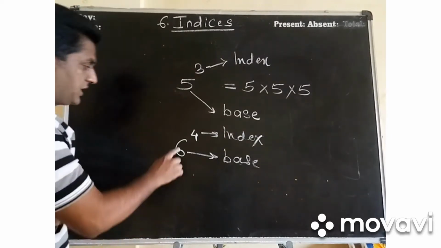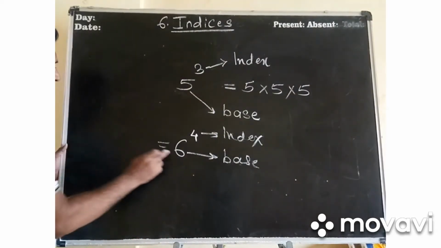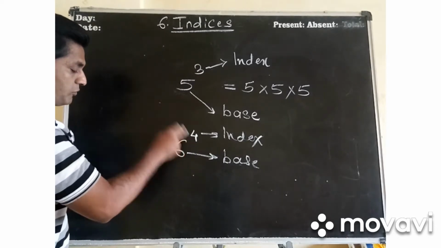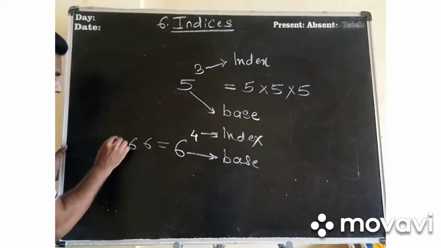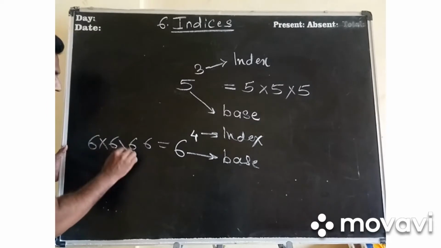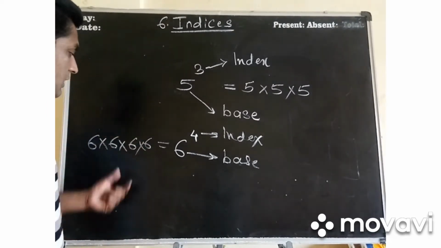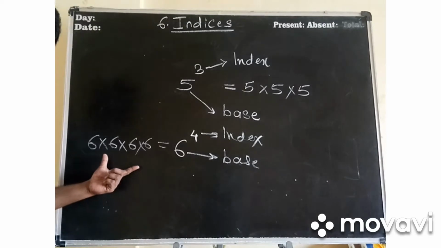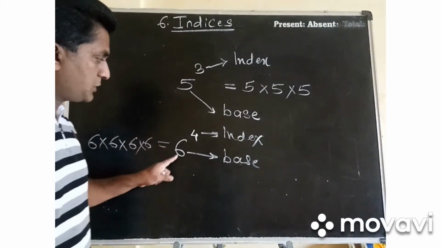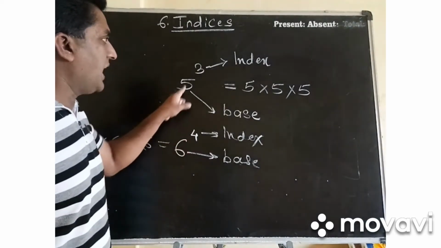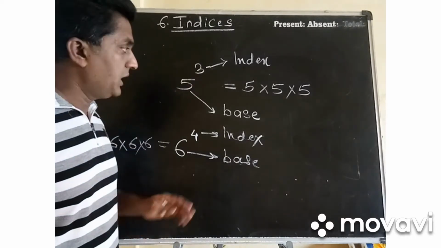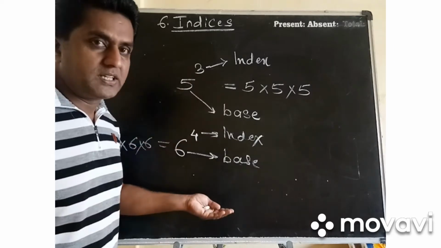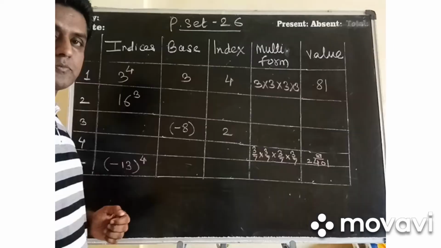Right everybody? Here see. Here on this side I will show you. Which is the base? 6. How many times? 4 times. So 1, 2, 3, 4. Multiply it. Right everybody? So this is the form which is called multiplication form or factorization form, but this is base and index form. Base and index form. Right everybody?